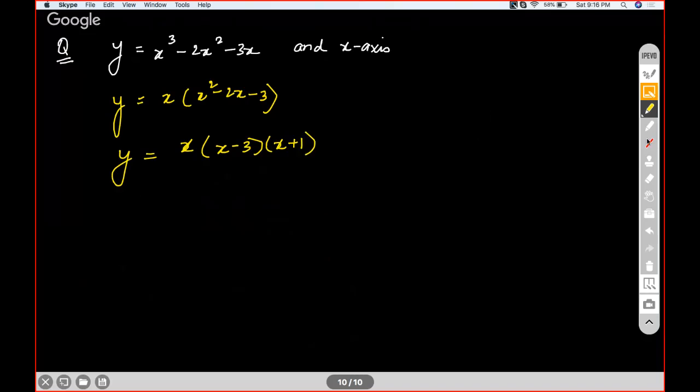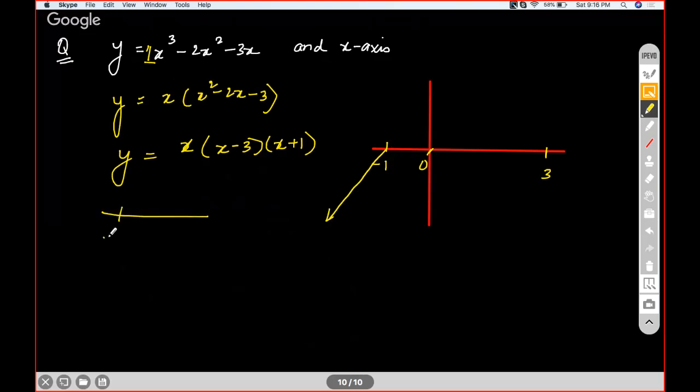Which clearly signifies that this curve is going to be cutting the x-axis at 3 points: at minus 1, 0 and 3. Since x cubed has a positive leading coefficient, it will always come from below. Or you can always make a wavy curve sign scheme. So minus 1, 0, 3. It will be minus, plus, minus, plus. Minus means it will be below the x-axis. Is that fine?